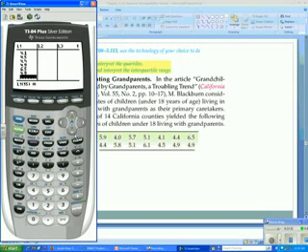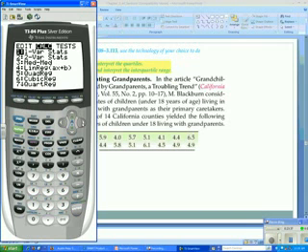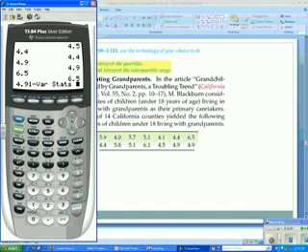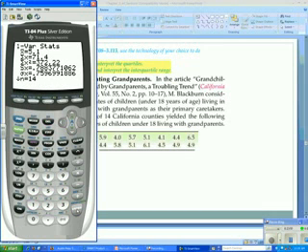Okay. And then stat, scroll to the right, calculate, and then one var stats. Whoops. I know, I'm so bad on this problem. So one var stats, enter. And then we scroll to the bottom to get the five-number summary.